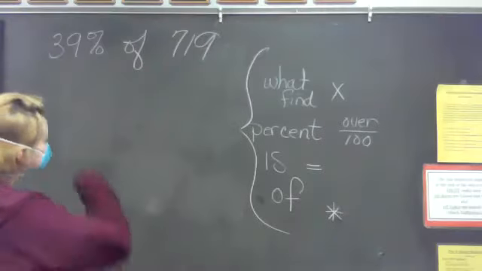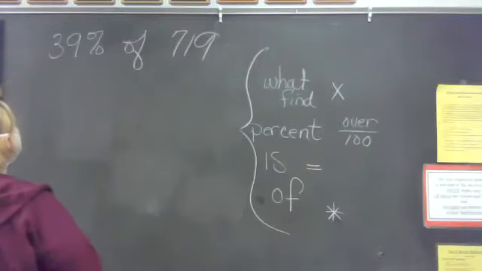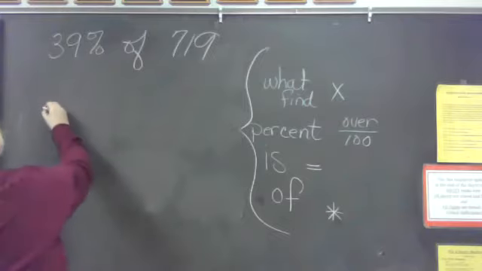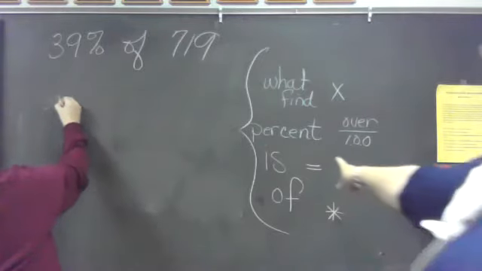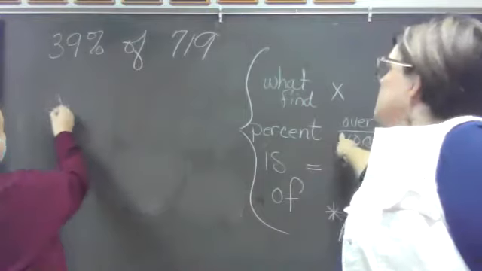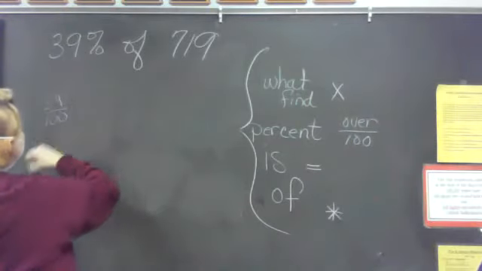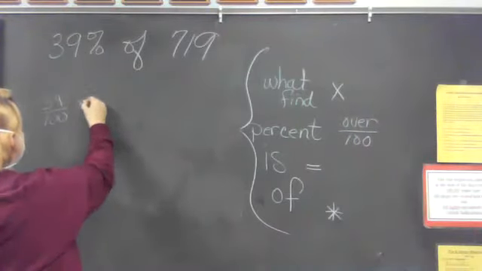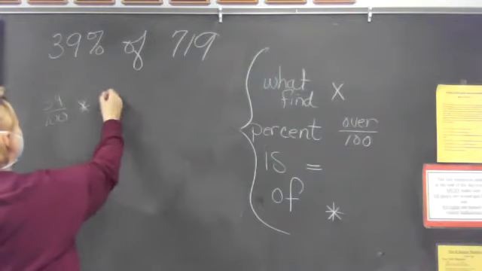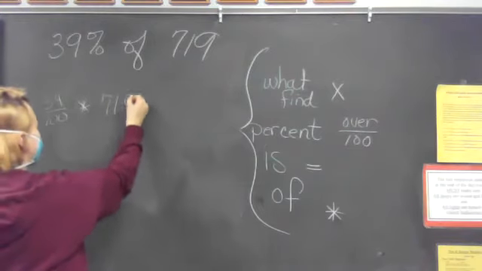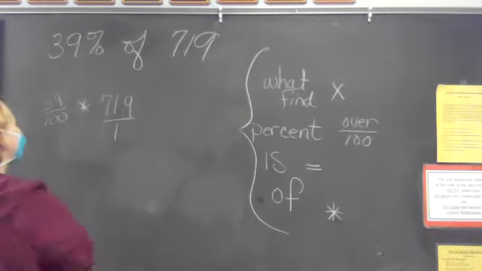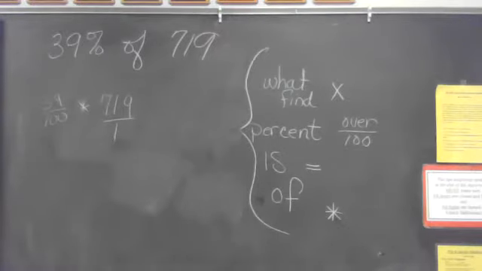Okay, we know we start with 39. We're going to do how we read it. So write 39. And then percent means over 100. There you go. What does of mean? Multiplication. Good. Of 719 over 1. Go ahead and finish that one. Okay, equals. Here's the calculator. It doesn't even look like it's going to cross cancel, does it?